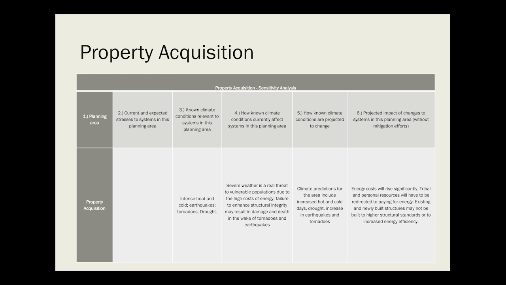Property acquisition is another function the Oto-Missouri are involved in. In this capacity, those who work in this field are concerned about intense heat and cold, about earthquakes, tornadoes, and droughts, all impacts that we can expect as changes in climate conditions are projected. Of particular concern is the rise in energy cost. Tribal and personal resources will have to be redirected to paying for energy if something is not done. And so there are new thoughts about how we can build our structures to higher structural standards to protect them from earthquakes, but also for increased energy efficiency.